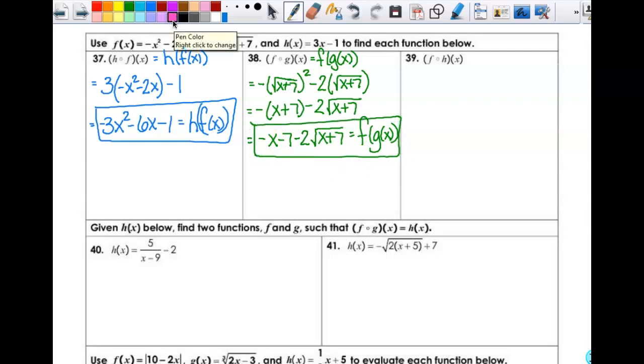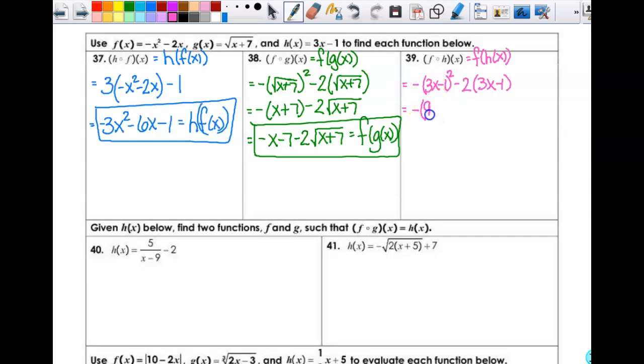So now I need f of h of x. I'm going to take h of x and substitute it into f of x. So this gives me negative (3x minus 1) squared minus 2 times (3x minus 1). Right, so negative, and I do not just square this and get 9x squared plus 1. There's a pattern to it, or you FOIL it.